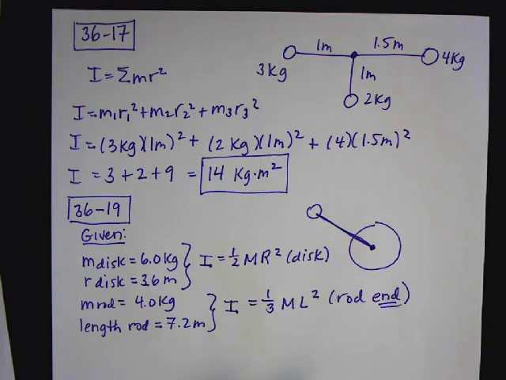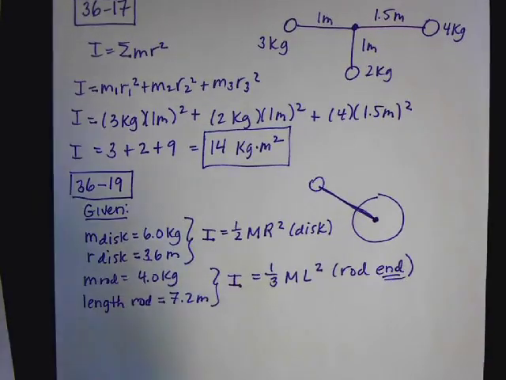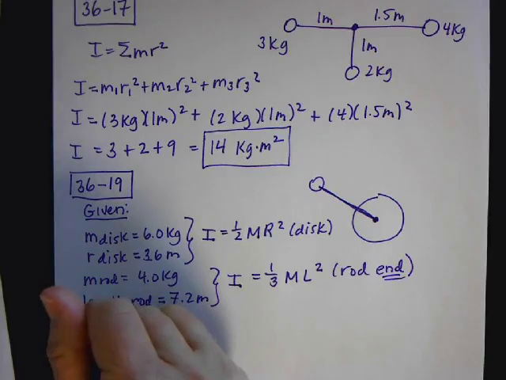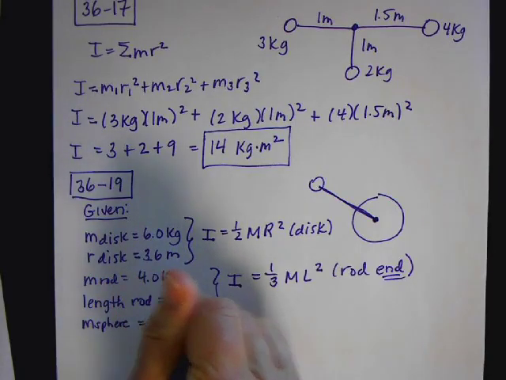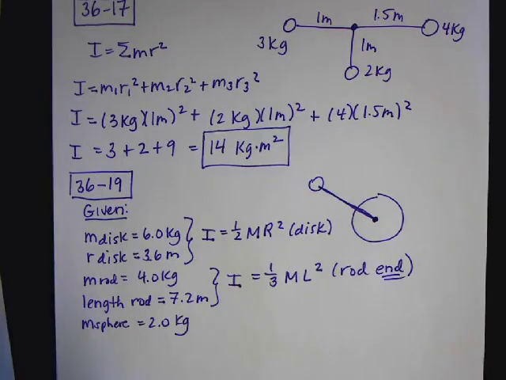And then I'm going to continue reading the problem, and it says the sphere. So now the mass of the sphere is 2 kilograms, and they tell you that the radius doesn't matter. So what does that mean?